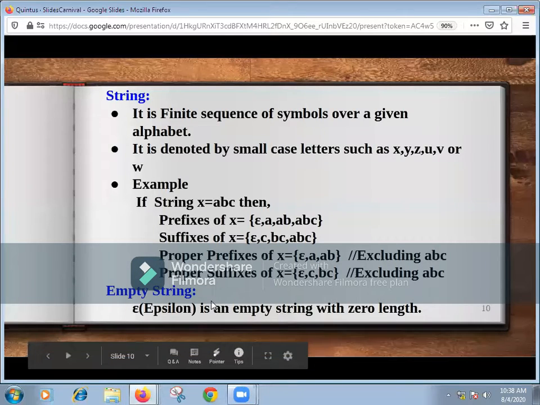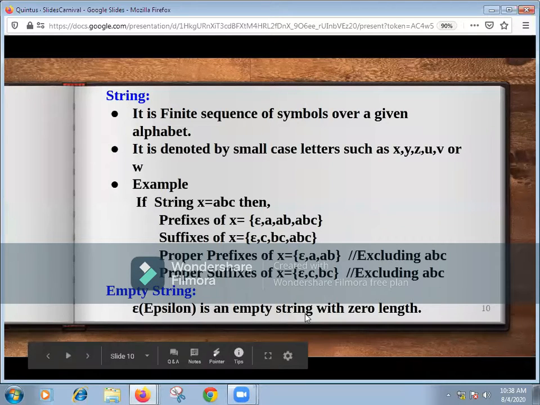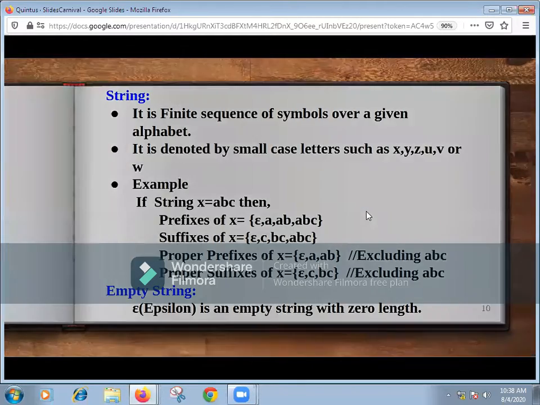So, what is empty string? As I already told, whenever you use the symbol epsilon, this epsilon is considered an empty string with zero length. So this is known as the empty string. We are looking at all the basic terminology. Hope that side by side you are taking your own notes so that you understand the concept after this session.